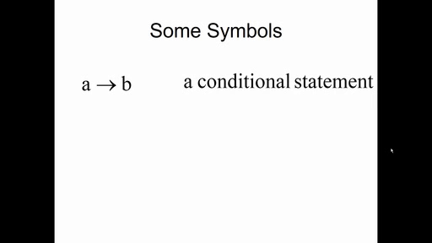We have some symbolism that we need to be comfortable with as we work with our conditionals and our logic. What do you think that means? It's a way we would express a conditional statement. We would read this: if A is true, then B is true. Or if A, then B. Or we might say A implies B. All acceptable ways of reading that.